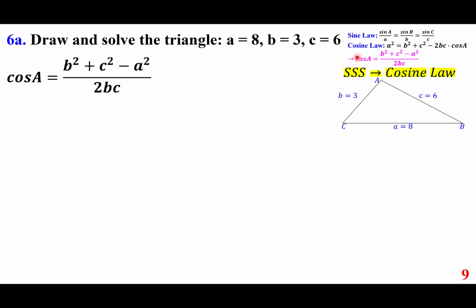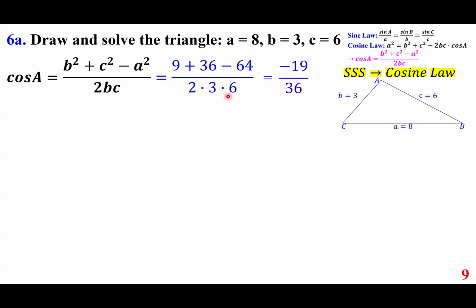So B squared, 9, plus C squared, 36, minus A squared, 64, divided by 2 times B, which is 3, times C, which is 6. Add up to 45, minus 64 is minus 19. 2 times 3 times 6 is 36. Negative 19 divided by 36.